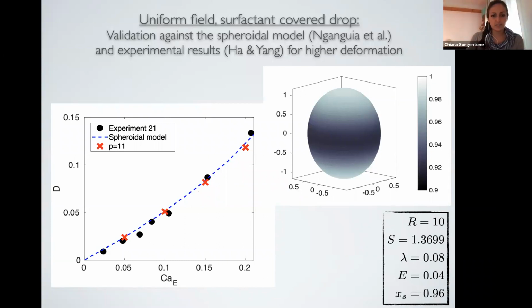And for this simulation, I used P equal 11, where P, I remind you, is the order of spherical harmonics. As you can see, P is very small, and still we have such good agreement with both simulation and experiments.